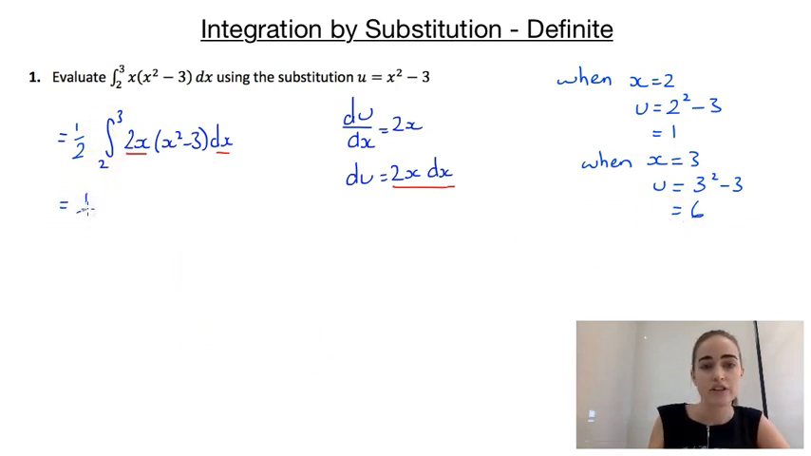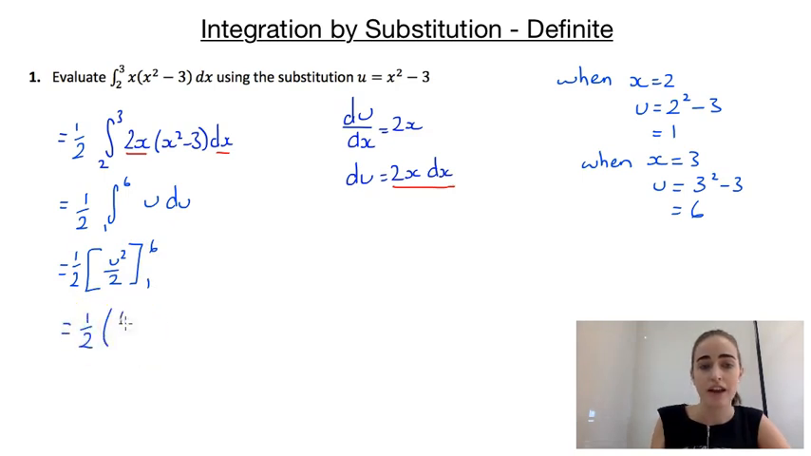So that means our integral is going to become a half times the integral between 1 and 6 of u du, because this whole x squared minus 3 is u, and the 2x dx is du. And now we can integrate. So we'll have our half out the front still, and if we integrate u, we have u squared over 2, and that's between 6 and 1. So then we can substitute in, so we'll have a half outside of 6 squared over 2 minus 1 squared over 2. And if we simplify all of that, we'll end up with 8 3/4.